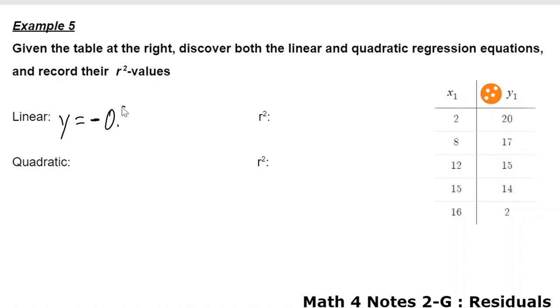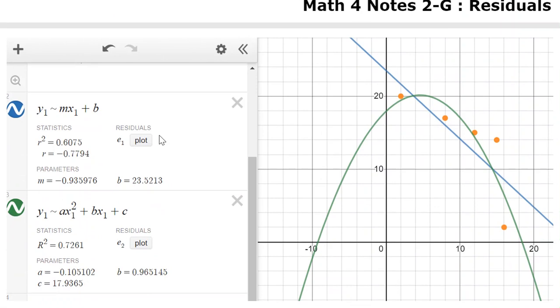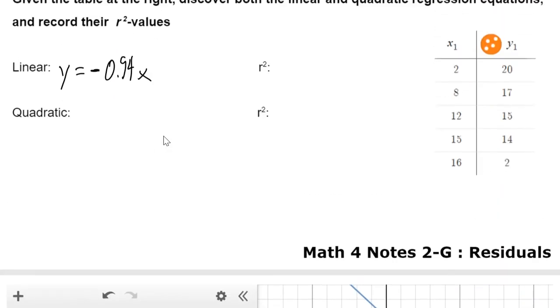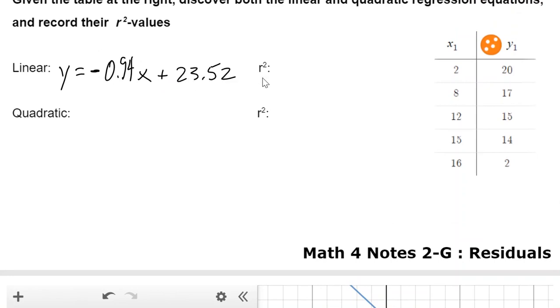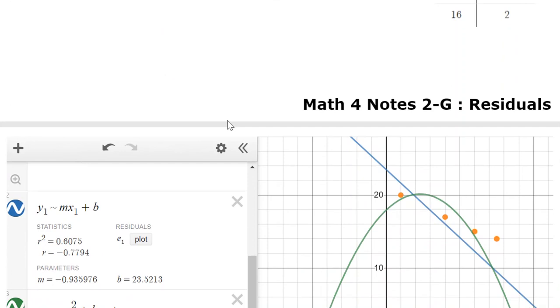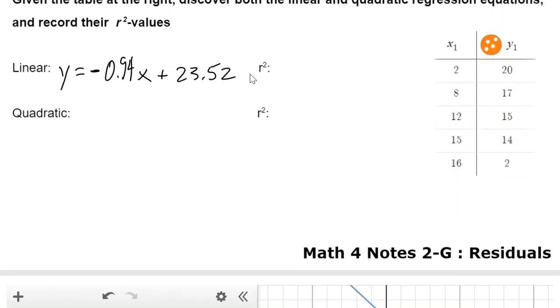Negative 0.94x and 23.52. And our R squared is .6075, which I still would call a strong correlation. It's closer to 1 than it is to 0.